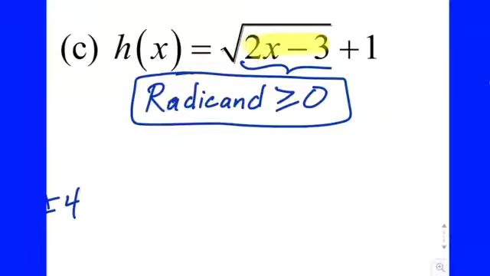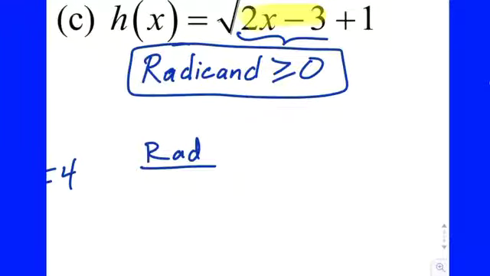And if you ever have a square root or a fourth root, you're going to take the radicand and say it's greater than or equal to 0 and find the ones that do work. So here's what you would write. You don't have to write that, but here's what you would write. I'm going to use rad for radicand, right? It's a cool term. Rad is a cool term, and cool is a rad term, by the way.